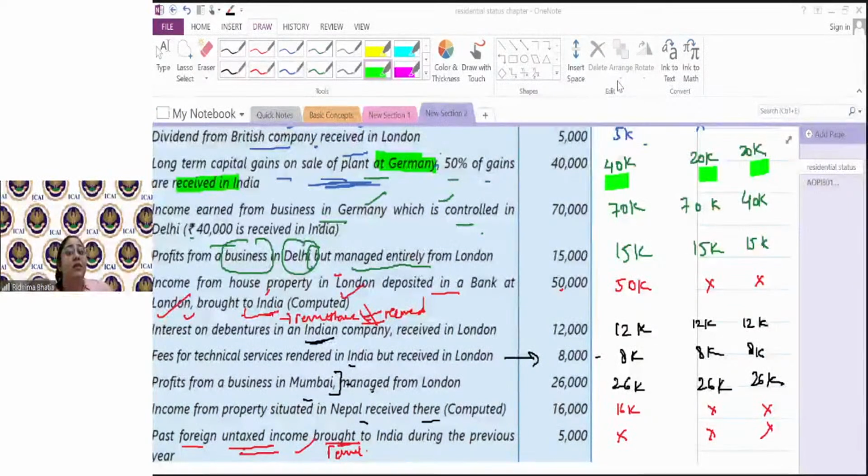Aparna, Nepal ki agriculture income is not exempt, it is taxable. Income from India, agriculture income from India is not taxable.